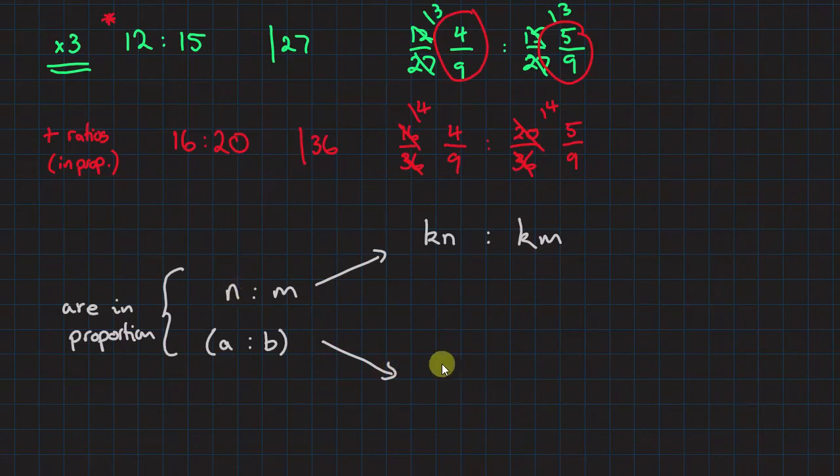Now what I can do is n plus a and m plus b. If they are in proportion, they must be in proportion. If they're not in proportion, n, m, and p, q, and I try adding these together, it won't give me a proportion. So these are two different ones. So we can multiply a ratio to give us a new ratio, and we can add two ratios that are in proportion. It's important they're in proportion.